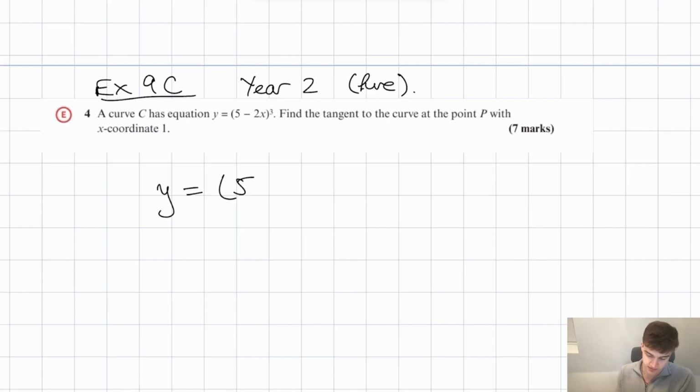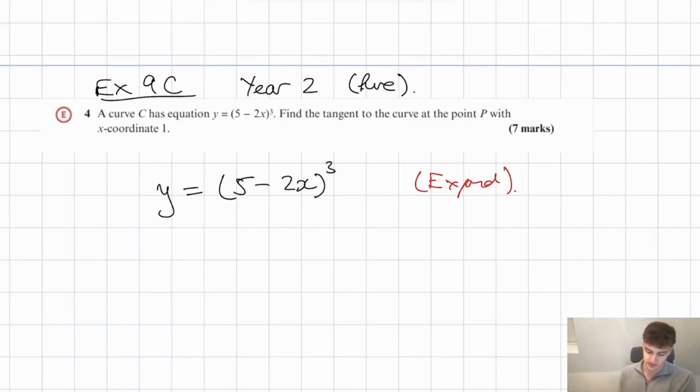So y is equal to (5 minus 2x) cubed. So with a question like this, you could be tempted to expand, but that's obviously going to be very cumbersome, and I wouldn't recommend it. So it's normally easier to see you need to use the chain rule when this is bigger than 3. Say if it was 10, then you really wouldn't want to expand it.